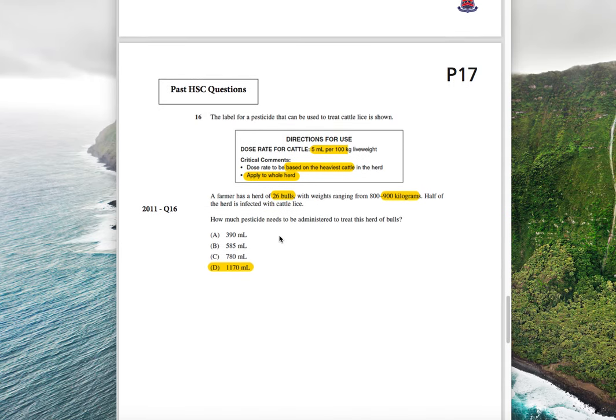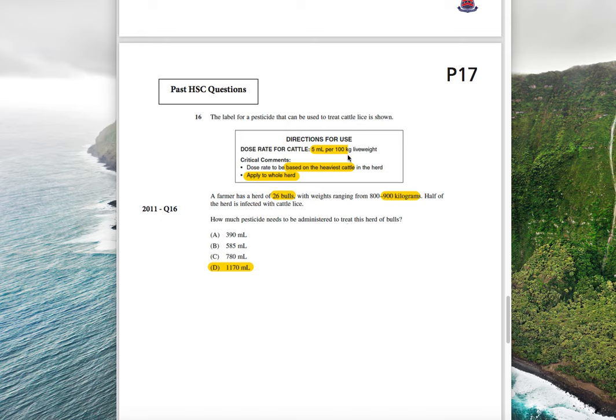This one here is fairly straightforward. It's a little bit tricky maybe. It says dose, this is a pesticide label for lice. You give 5 mils per 100 kilos. You base it on the heaviest cattle in the herd and apply to the whole herd, even if only some of them have the problem of lice. And it says a farmer has a herd of 26 bulls with weights ranging from 800 to 900 kilos. Half the herd is infected with cattle lice. How much pesticide needs to be administered to treat this herd?